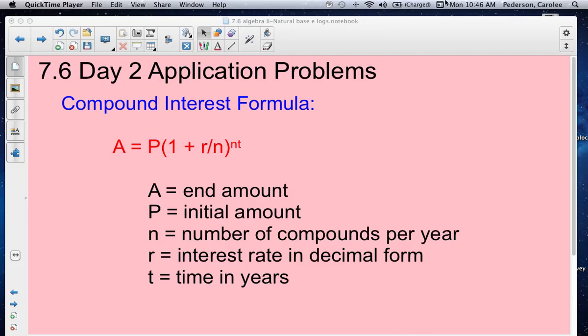This is application problems for 7.6 day 2. To review with you, here's the compound interest formula that you learned earlier in this chapter. A is the end amount, P is the initial, R is the interest rate in decimal form, N is the number of compounds, and T is the time in years. So you already have that in your notes.